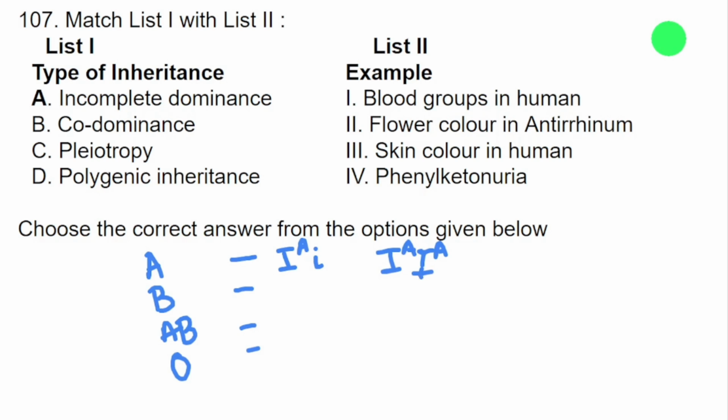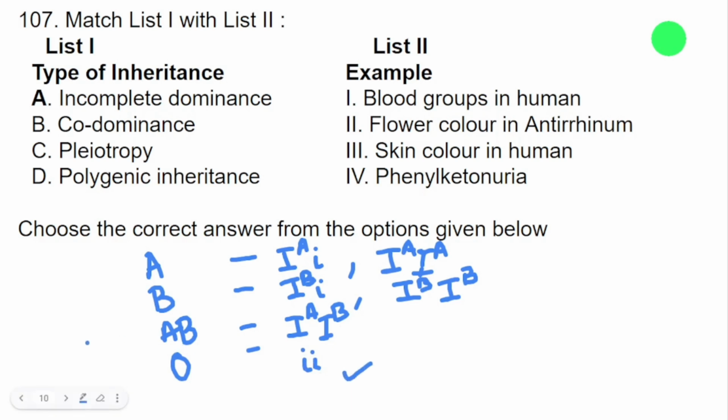So the gene is the I gene, and the allele form is IA. This will give rise to A blood group antigen. In case of B blood group, this is going to be IB in heterozygous condition. In homozygous condition, it will be IBIB. AB will have both alleles, A and B, and O is the recessive form, homozygous recessive, ii.